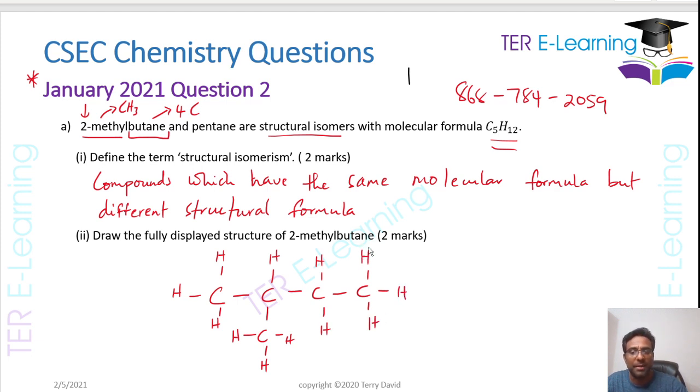So this is a branched hydrocarbon, and it's 2-methyl-butane. So you're getting 2 marks just for this. That's why I said organic chemistry is not that hard, and you can get marks easily in the exam. And there are usually 2 questions on organic chemistry in your exam paper.